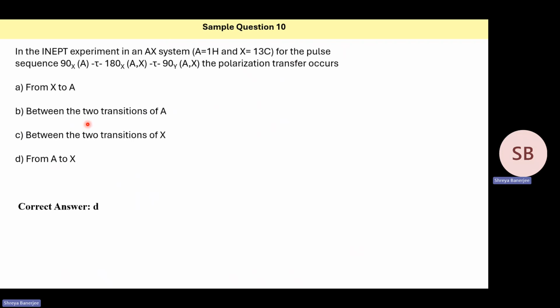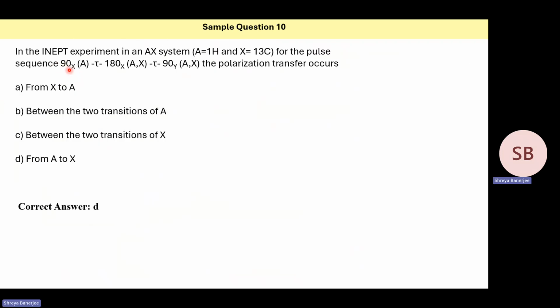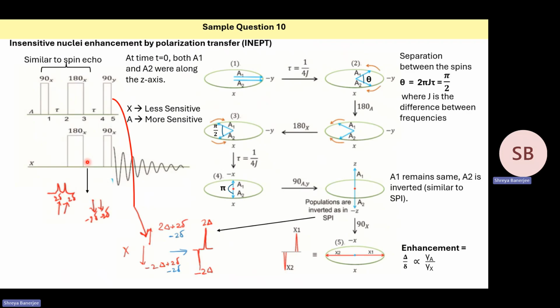And if you match the pulse sequence that is given in INEPT, the initial 90x pulse, whichever nuclei you are applying it to, the transfer is occurring from that nuclei to the other nuclei. You can see here, initially you are applying the 90x pulse to A, and the magnetization is transferring from A to X. Here you are applying the initial 90-degree pulse to A, so the transfer must occur from A to X, in this case, option D. So option D is the correct answer.